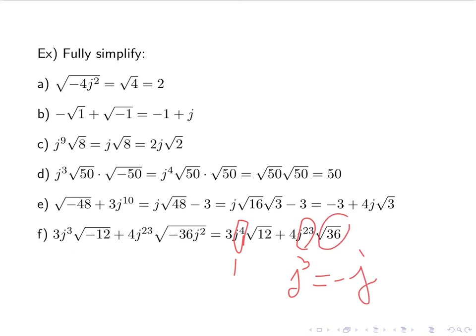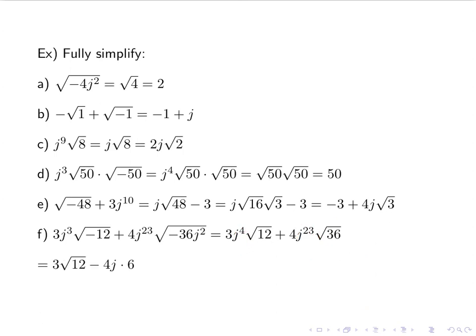I'm also going to do this square root really quickly, because I know the square root of 36 is 6. So that will give me my 3, and again, j to the 4th is 1, root 12. And then my j to the 23rd is a negative j, so minus 4j, root 36 is 6. And next, I'm going to look at the square root of 12. 12 is 4 times 3, so I'm going to split that up. I'm also going to simplify 4j times 6. That's just 24j.